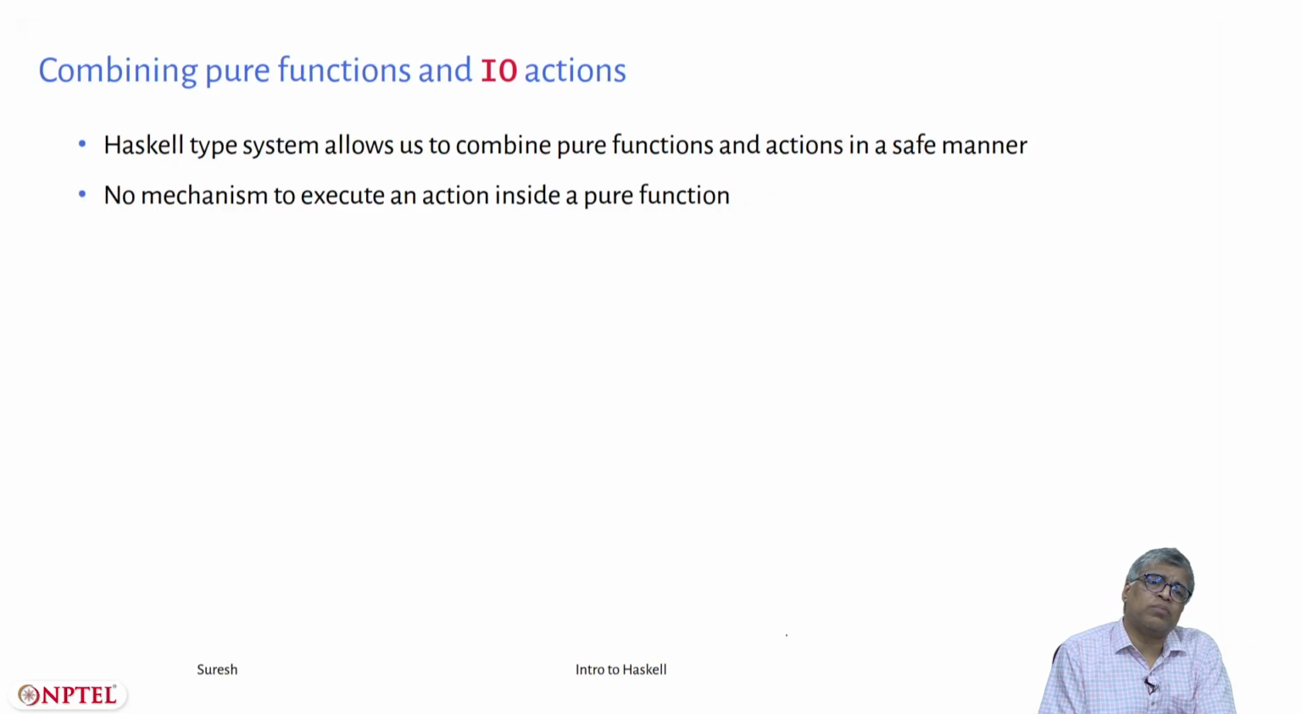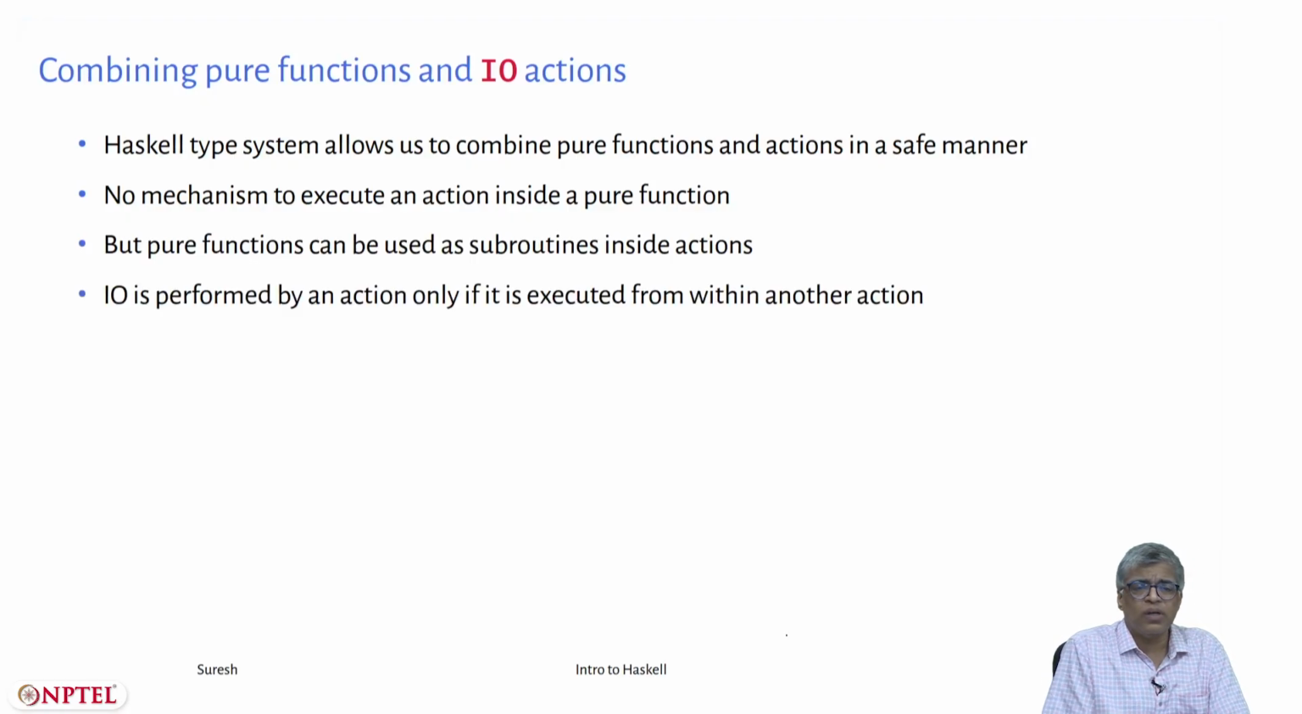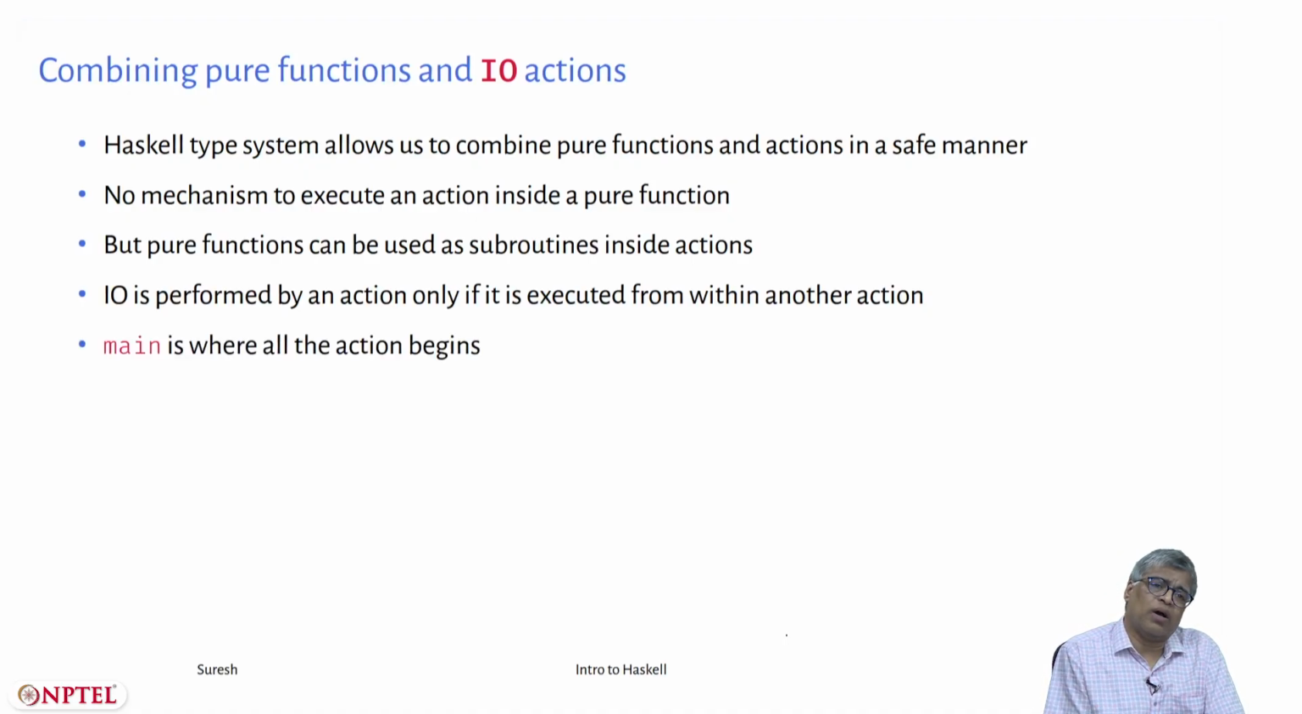There is no mechanism to execute an action inside a pure function, which is what I have been mentioning so far. But pure functions can be used as subroutines inside actions, and we saw examples of that. IO is performed by an action only if it is executed from within another action, and all action begins at main. Or if you are in GHCi, all action begins at print, which GHCi implicitly does when you write an expression in GHCi.